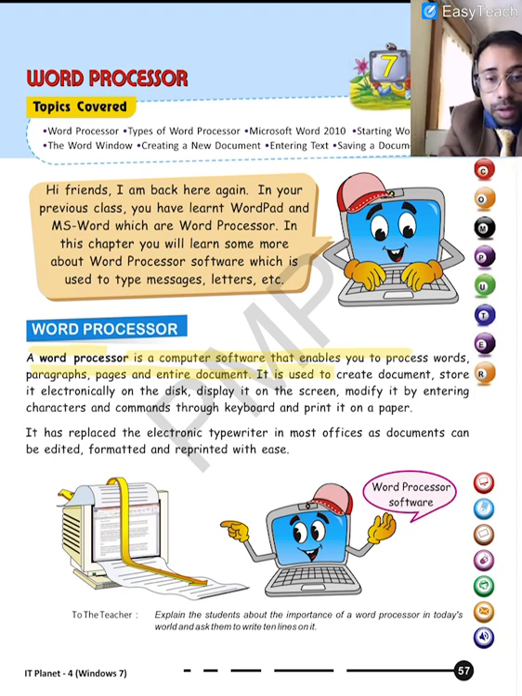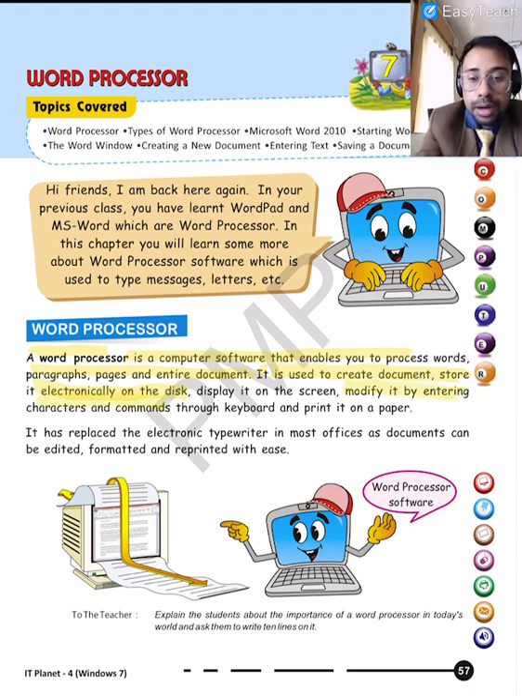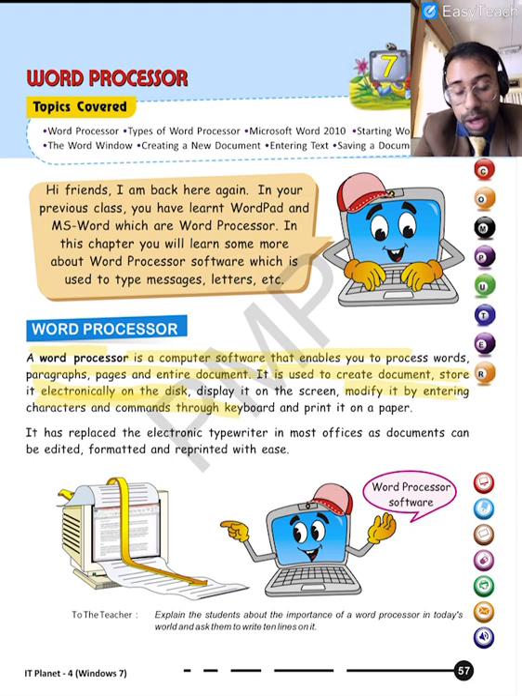Now what are the further uses? It is used to create a document and store it electronically on the disk. So it not only helps us to organize data, but also helps us to process documents and store them on the disk. Now we can modify it by entering characters and commands through the keyboard. So we can modify the document by typing with the help of the keyboard, but there are different commands also, like we can change the font or the character type, and we can change the paragraph length, paragraph size, the gap between the different lines, all different forms of formatting we can do.